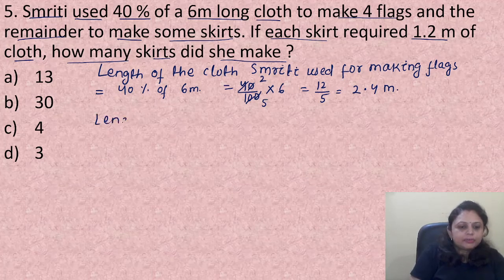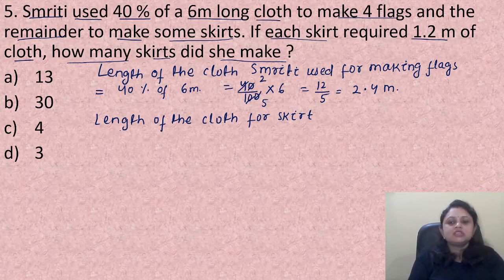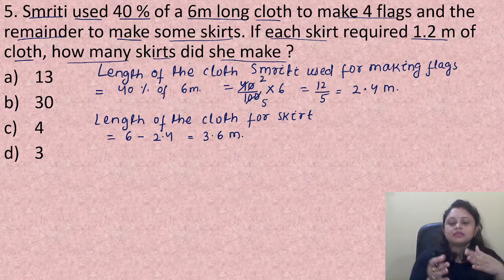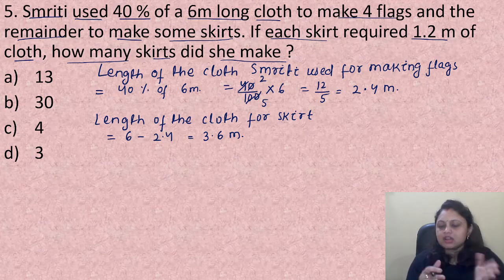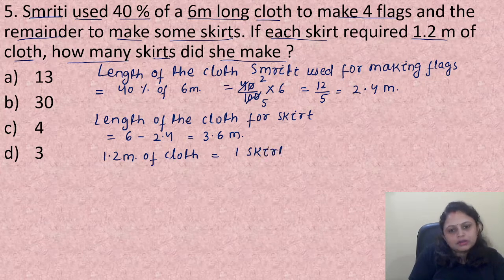So the length of the cloth Smriti used for making skirts, that will be how much? Total was 6 meter and she has used 2.4 meter for making flags. Okay. So now it will be 3.6 meter. Now what is Smriti doing? She has made skirts of 1.2 meter. So 1.2 meter of cloth is used for preparing one skirt.